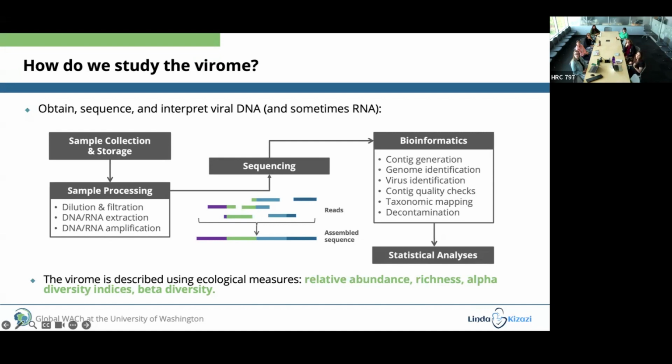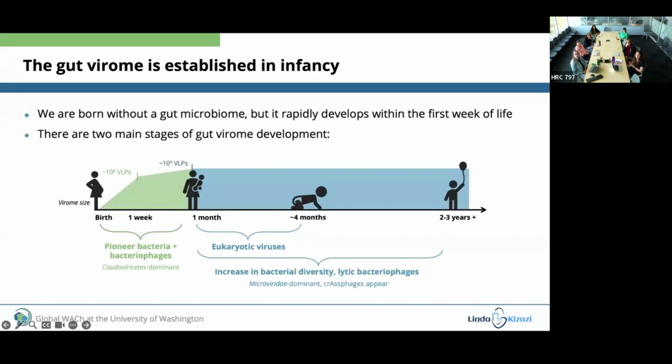And then I will get into these different ecological measures later, but we study the virome as sort of an ecological population. So we use a lot of statistical methods and measures that are common in the ecology world, like relative abundance and diversity. So I will talk about those later. The gut virome is established in infancy. So the current consensus in the microbiome world is that we're born without any microbiome.